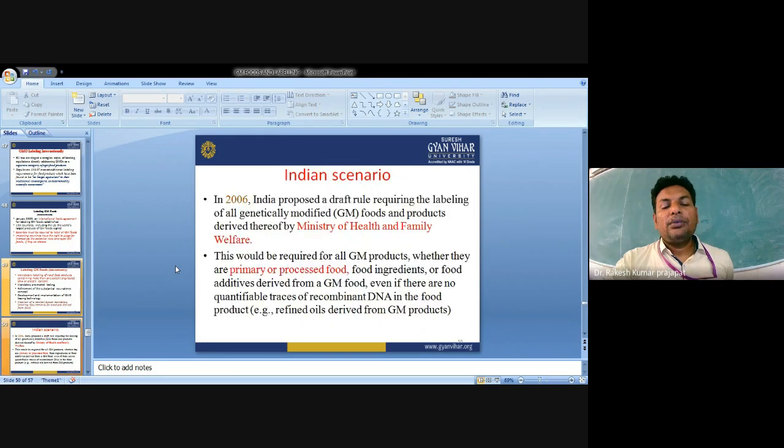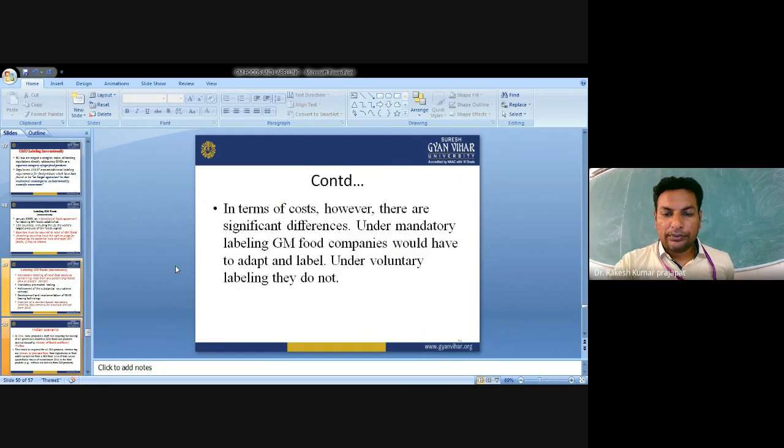Now, the Indian scenario. In 2006, India proposed a draft rule which required the labeling of all genetically modified foods and products derived thereof by the Ministry of Health and Welfare. This would be required for all GM products, whether they are primary or processed food, ingredients or food additives derived from GM food, even if there are no quantifiable traces of recombinant DNA in the GM food.